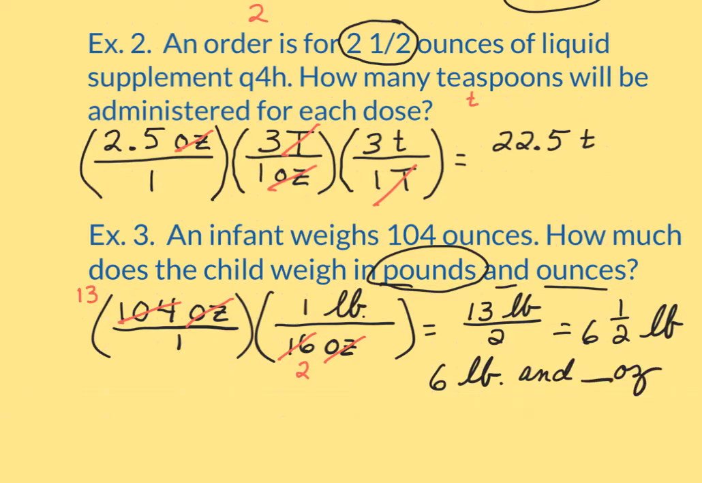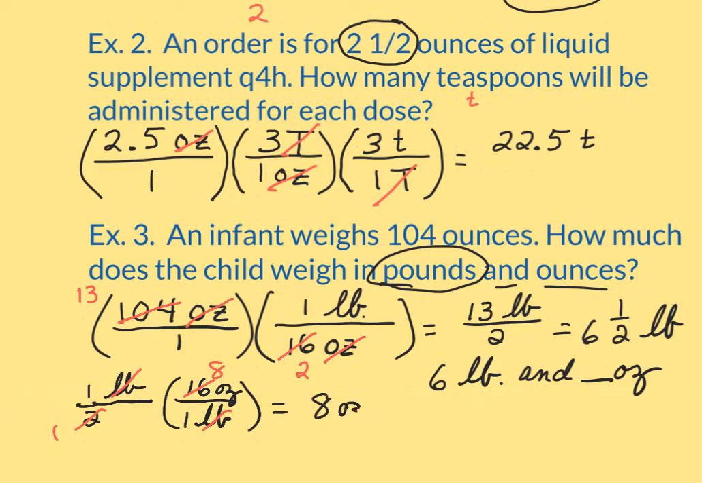So at this point, you can take 1/2 pound and once again multiply it by the conversion factor, except this time it's inverted, right? So pounds cancel, 2 goes in there once, 2 goes in there 8 times, and we get 8 ounces. We get 6 pounds and 8 ounces is equivalent to an infant weight of 104 ounces.